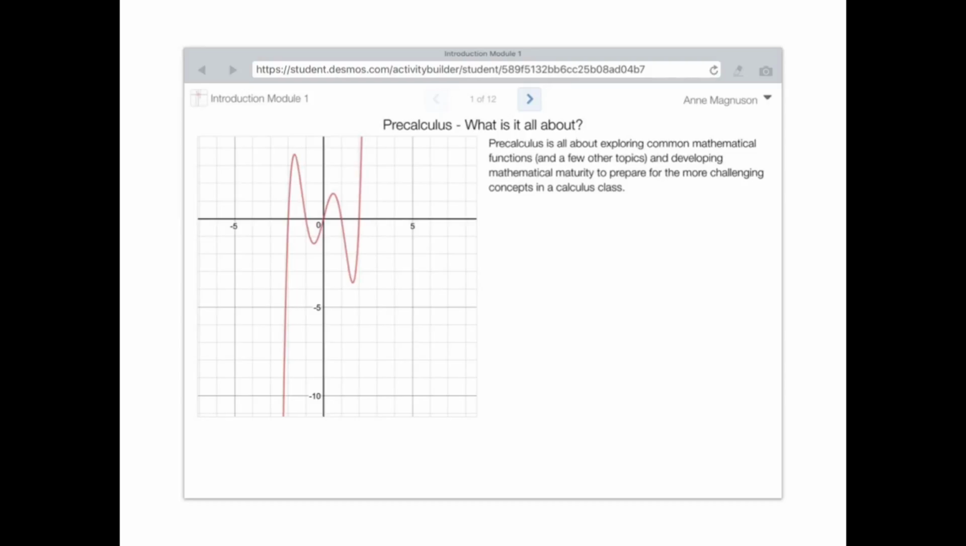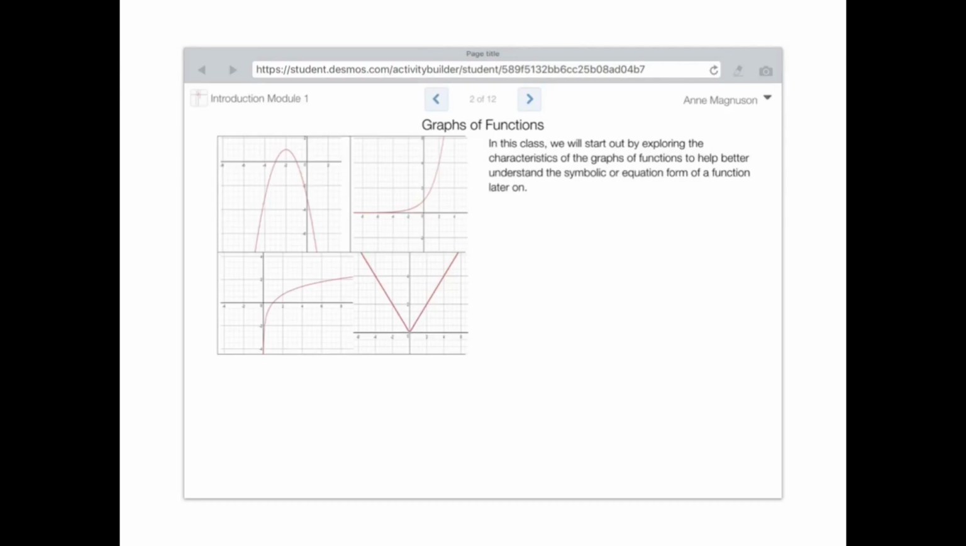Pre-calculus is all about exploring common mathematical functions and developing mathematical maturity to prepare for the more challenging concepts in a calculus class. In this class, we'll start out by exploring the characteristics of the graphs of functions to help better understand the symbolic or equation form of a function later on.